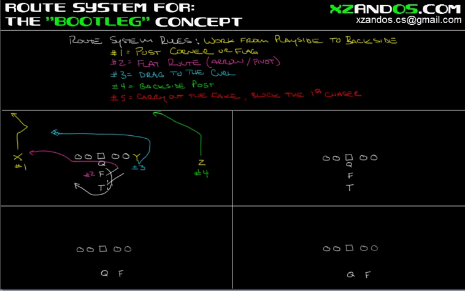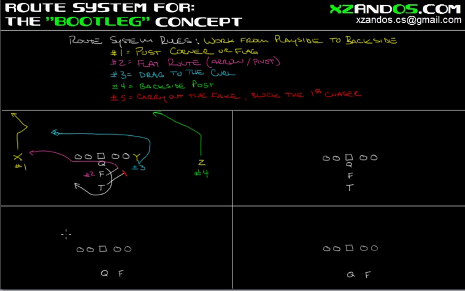So as this tailback comes, okay, he's going to carry out his fake. He's going to try to sell everything going off to the right, offensive right, defensive left, and then he's going to block. I'm just going to put a line there. He's going to block the first chaser. So there you have the route system for the bootleg concept.